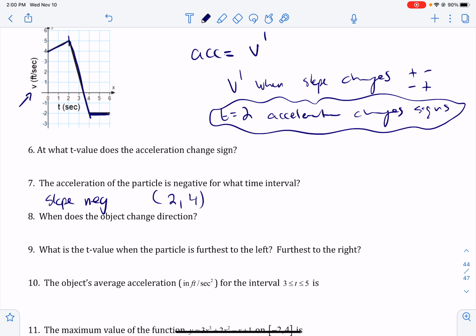When does the object change direction? Well, my object changes direction when my velocity changes signs.